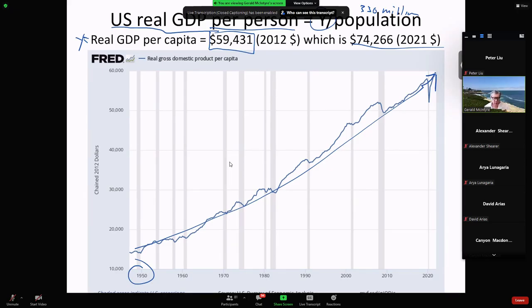1950. I don't want to belabor the point here, but there was somebody in our Zoom meeting who was alive in this year, right? And in that year, GDP per person was about, in real terms, $30,000. Now it's double that. And that person, of course, is me, maybe somebody else in the class, but certainly me.